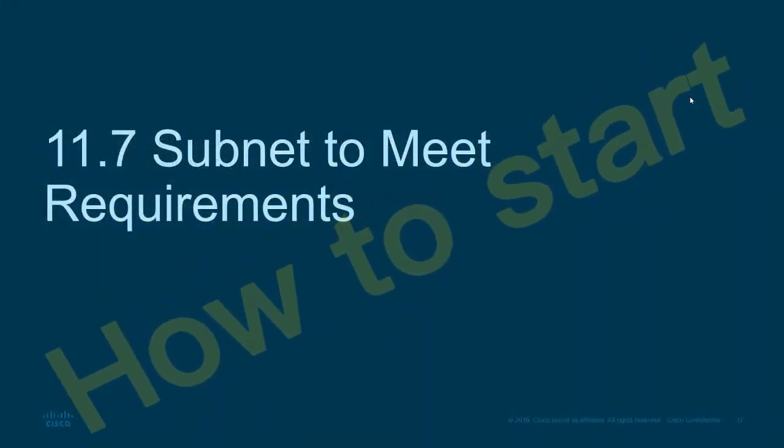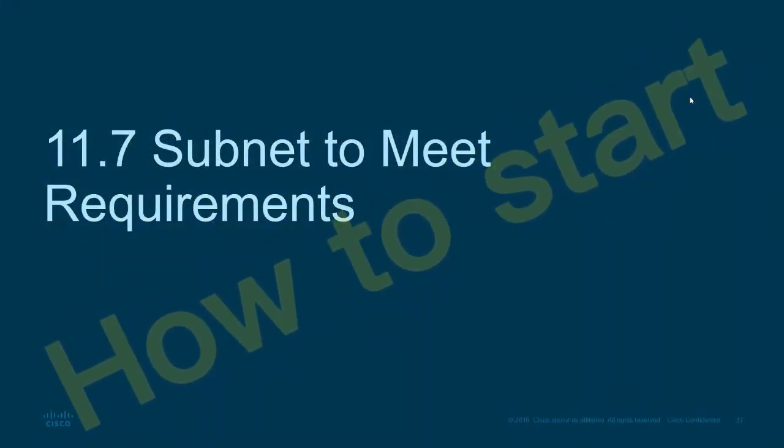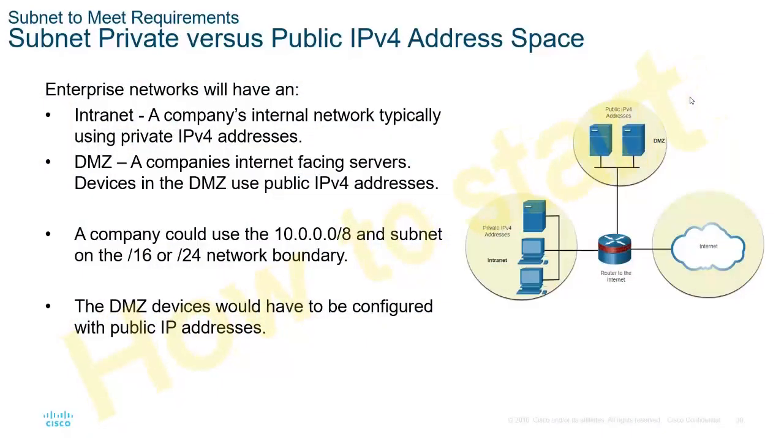11.7 is subnets to meet requirements. This is going to be looking at subnetting to figure out how many addresses. So here we're looking at subnetting private versus public IPv4 address spaces. Again, private addresses are going to use the 10, 172.16 or 192.168 boundaries.